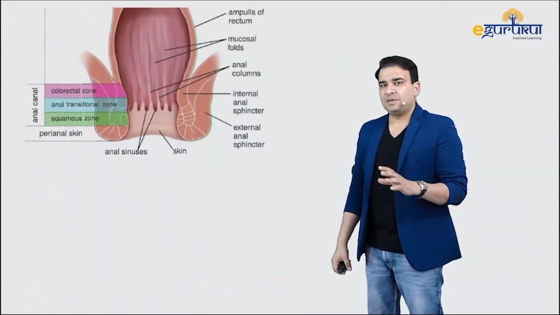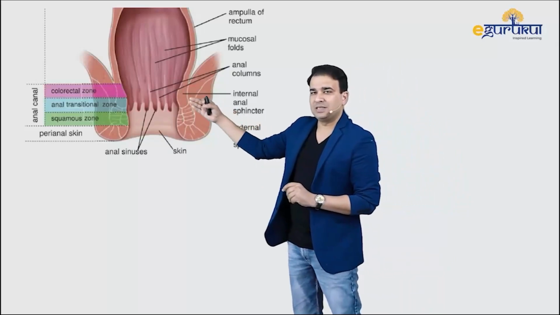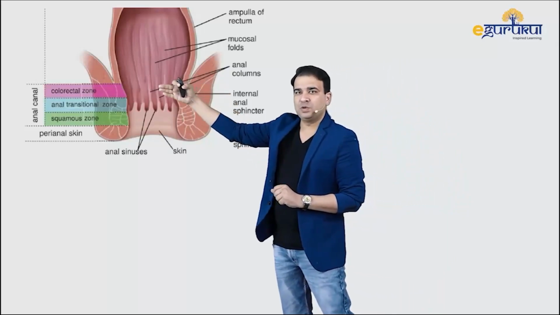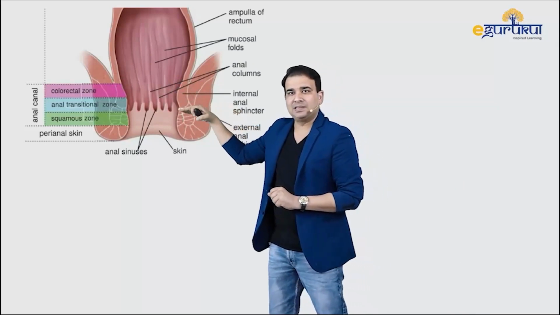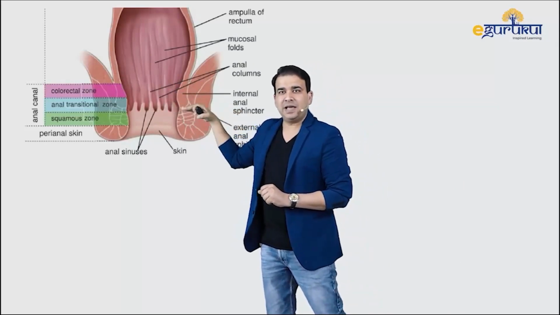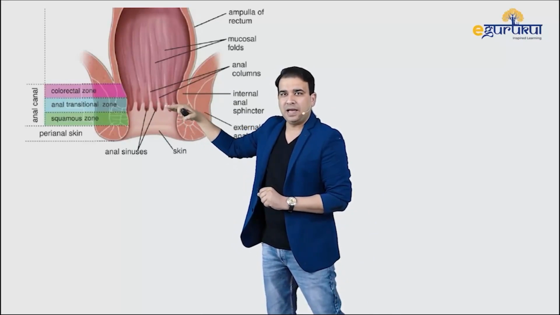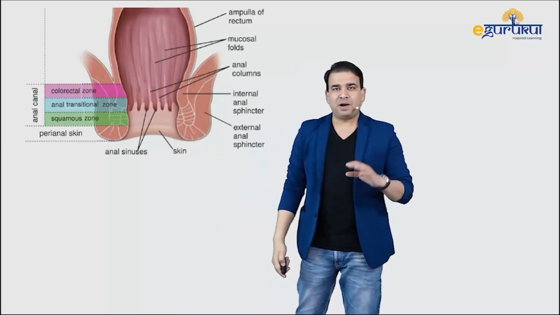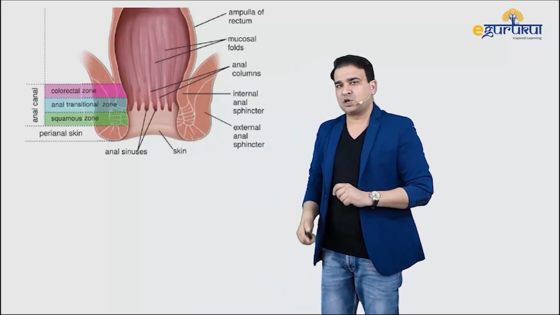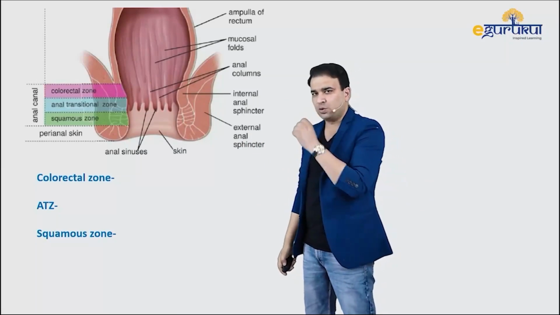Now talking about the lining epithelium of the anal canal, we can divide the anal canal into three zones, as you can see there. One is the colorectal zone, which is present above the pectinate line. Then in the region of the pectinate line, this is called the ATZ, that is anal transition zone. And the portion below that is called the squamous zone. So we can divide the anal canal on a histological basis into three parts: the colorectal, ATZ, and the squamous zone.